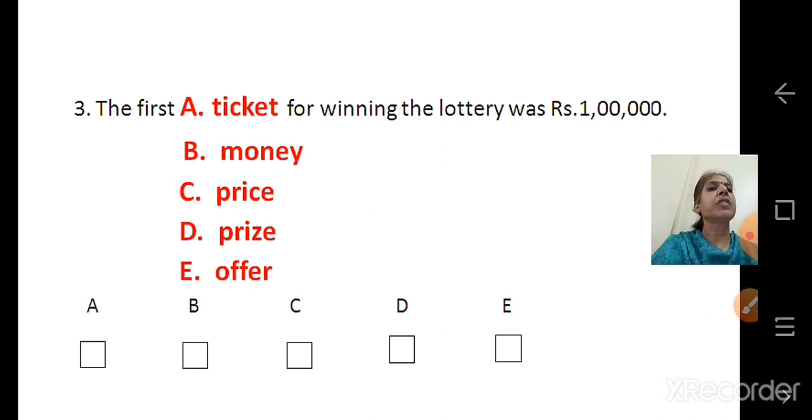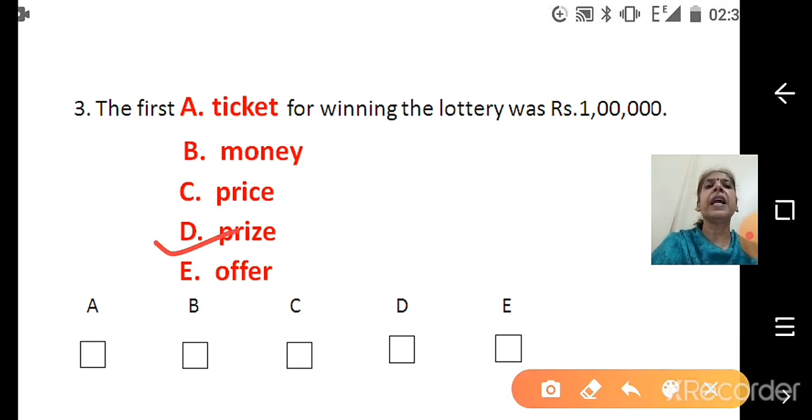So when you buy a lottery ticket, what you get? The first dash for winning the lottery. What it is? First ticket, first money, first prize, first offer. So it is the first prize. Which one? D. P-R-I-Z-E. Prize. And which option it is? D. So the answer is, the first prize for winning the lottery was rupees 1 lakh. Prize, P-R-I-Z-E. Okay. Now next.